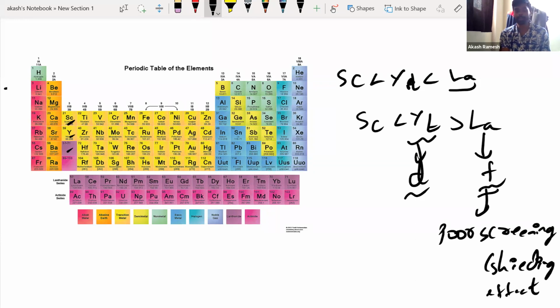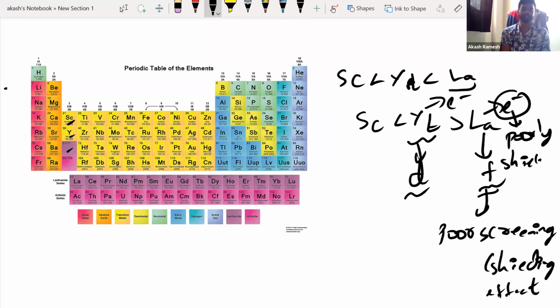Right, so f orbital has very poor screening effect. So what will happen? There will be some valence electron here and there will be some valence electron here. Now this valence electron is very poorly shielded, but this valence electron is more shielded. Now why is it like this? It is because here it goes to f orbital. F orbital has very poor screening effect.